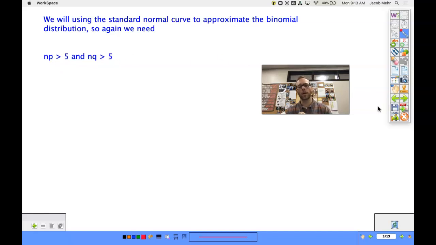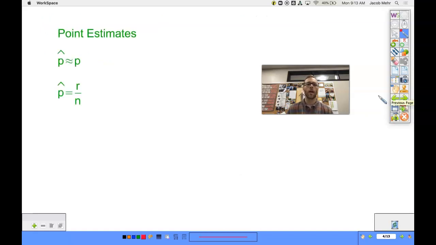Now, remember that when we are estimating a mean, estimating mu, x bar is a point estimate for mu. Well, we need a point estimate for p, and we call that p hat. So just like x bar is a point estimate for mu, the point estimate for p we call p hat. We draw this little upward symbol there, and we call it p hat.